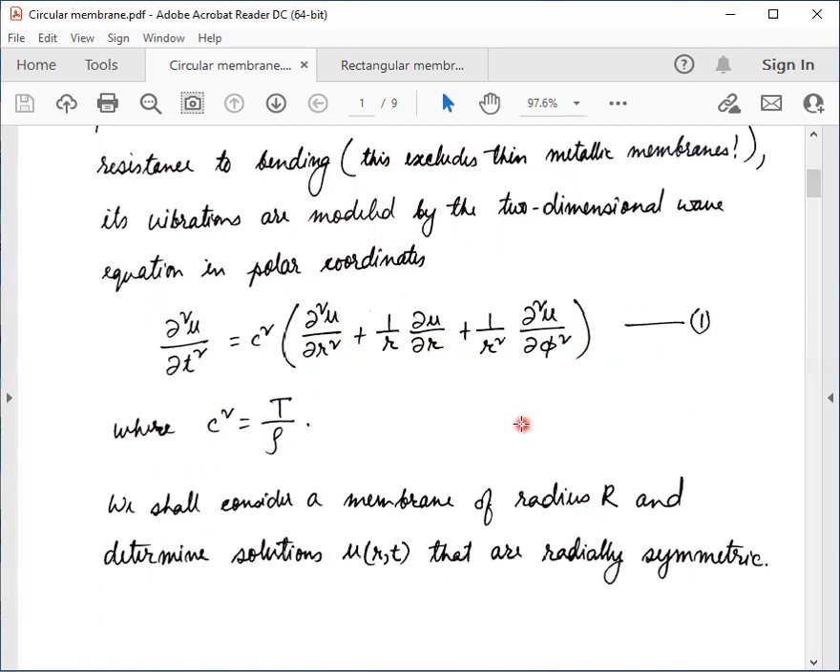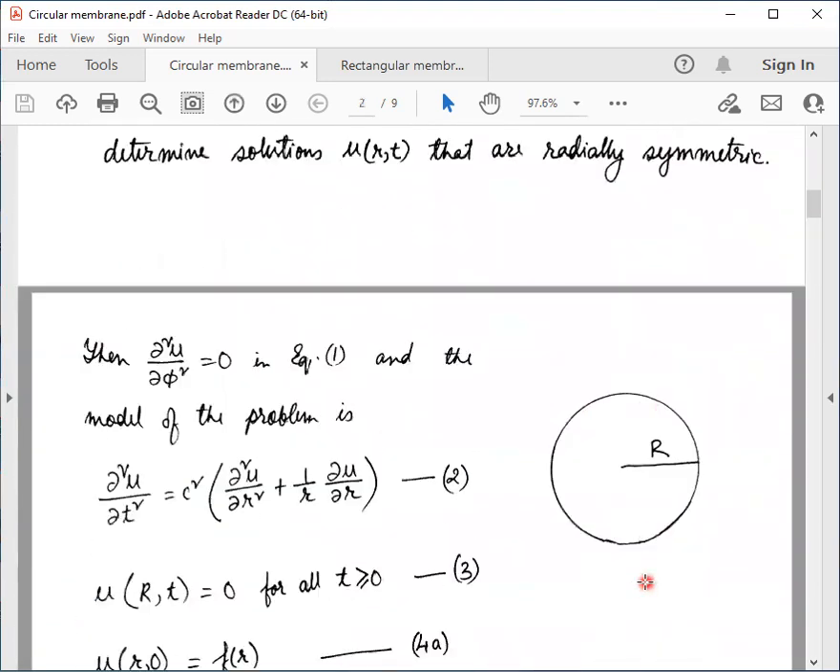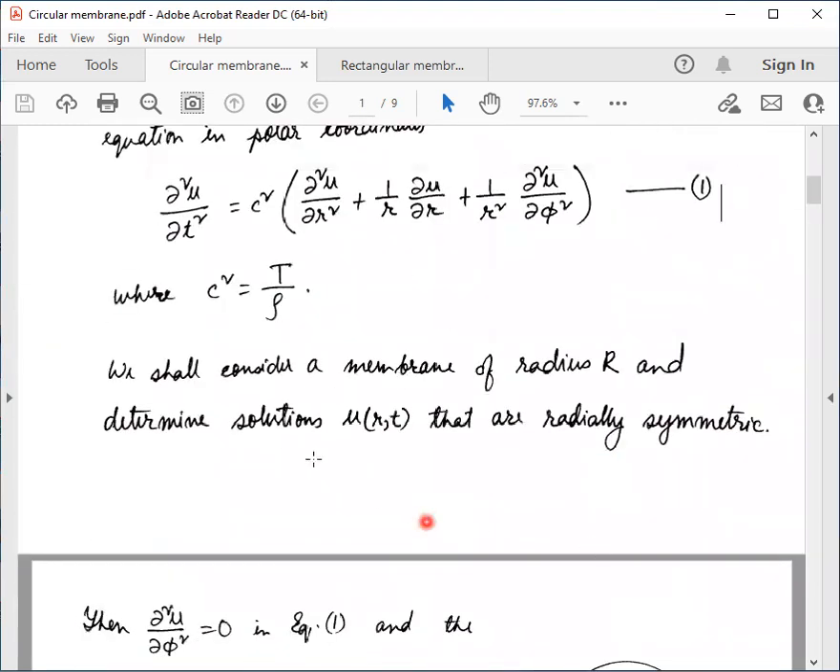Okay. Now we shall consider a membrane of radius capital R and determine solutions u(r,t) that are radially symmetric. So we are considering a special case where the solutions are radially symmetric. Since the solutions are radially symmetric, the solution does not depend upon phi.